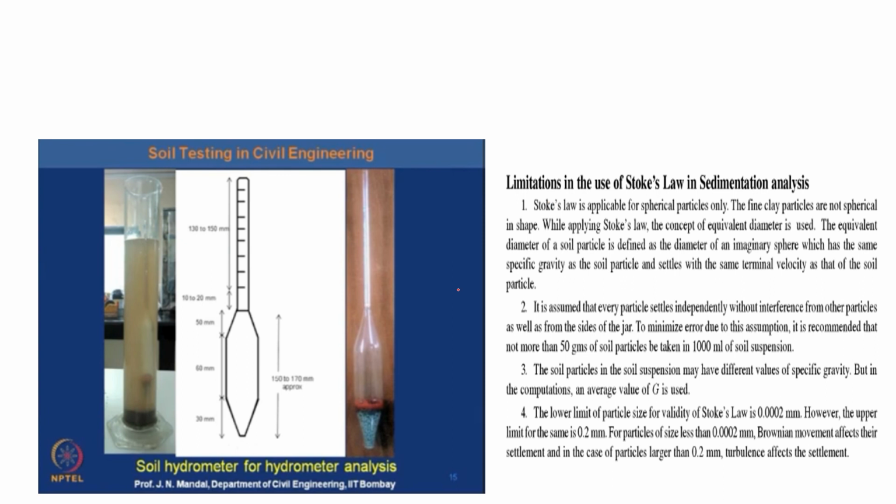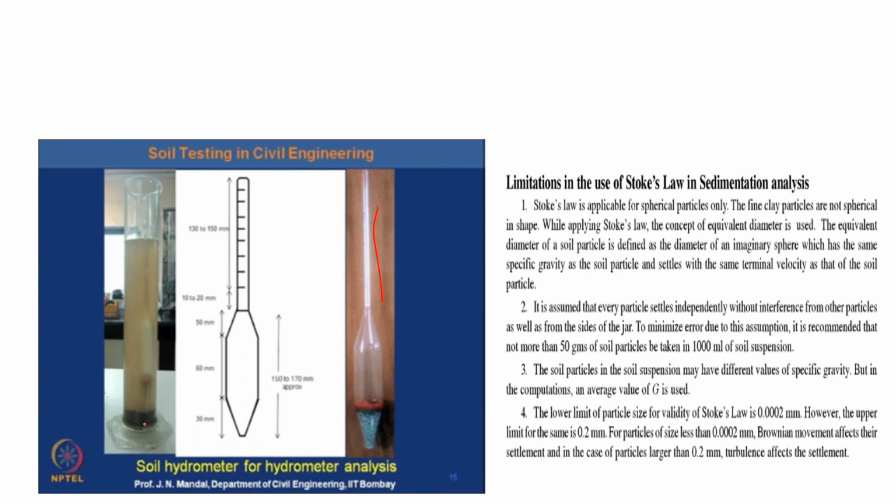So this is your hydrometer. You can see it has a long stem and a bulb. You will have a 1000 ml jar. It will be your soil, the 75 micron passing fraction, oven dried. You take that soil, put it in a bowl, and add sodium hexametaphosphate and sodium carbonate. These are called dispersive agents. Pour water, leave it for a day. The next day, mix it well.